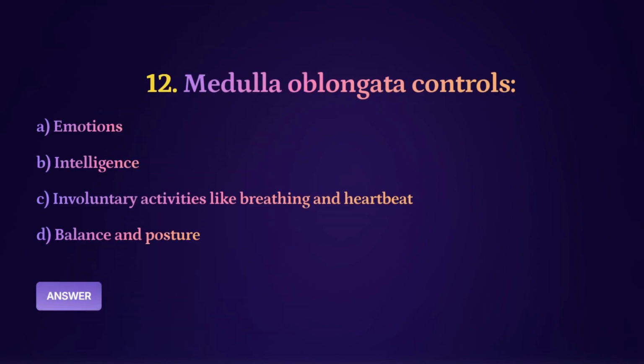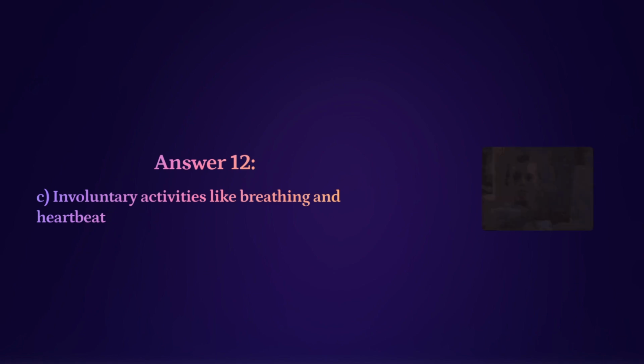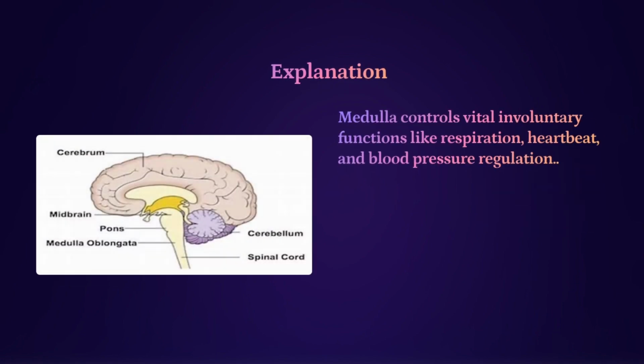Next is question number 12. The medulla oblongata controls. So this part in the brain controls what? Emotions, intelligence, involuntary activities like breathing and heartbeat, or it controls balance and posture. The correct answer is option C, that it controls involuntary activities like breathing and heartbeat. Medulla controls vital involuntary functions like respiration, heartbeat and blood pressure regulation.